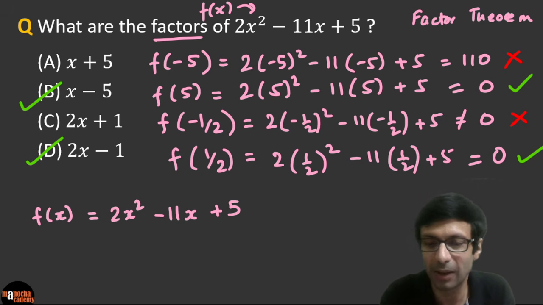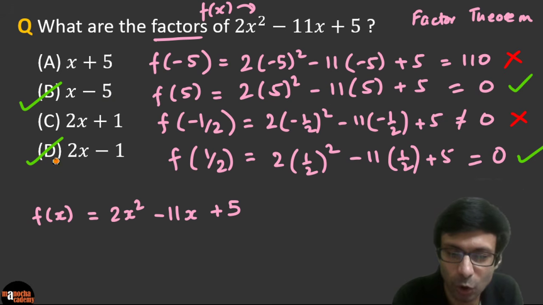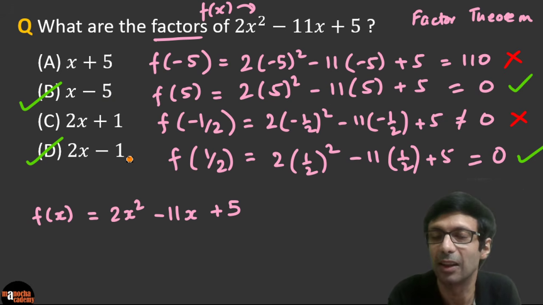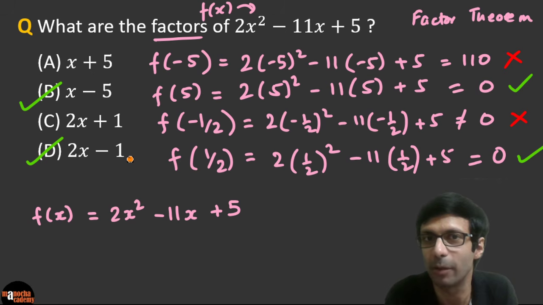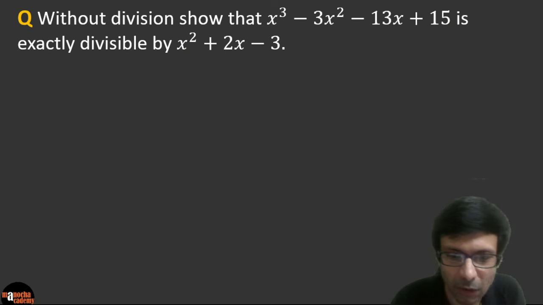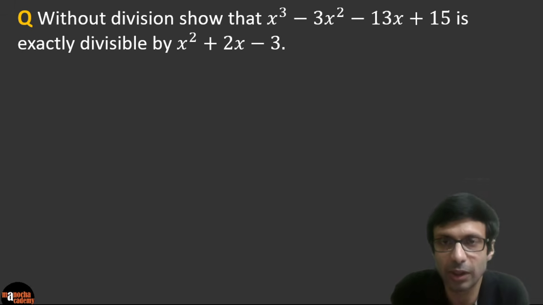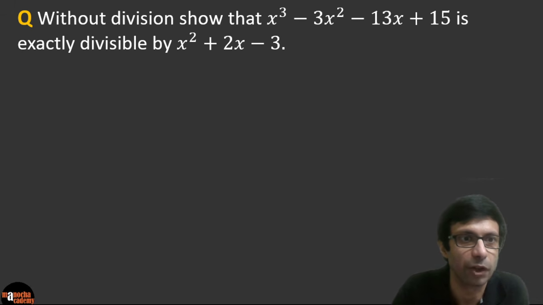And whenever you get 0, that means x minus 5 or 2x minus 1 is a factor, because it's dividing and giving you a remainder of 0. All right, simple. Okay, let's take a look at another question then. Great, guys. So without division, show that x cubed minus 3x squared minus 13x plus 15 is exactly divisible by this. So this is another interesting question, guys. How will you do this without doing long division?